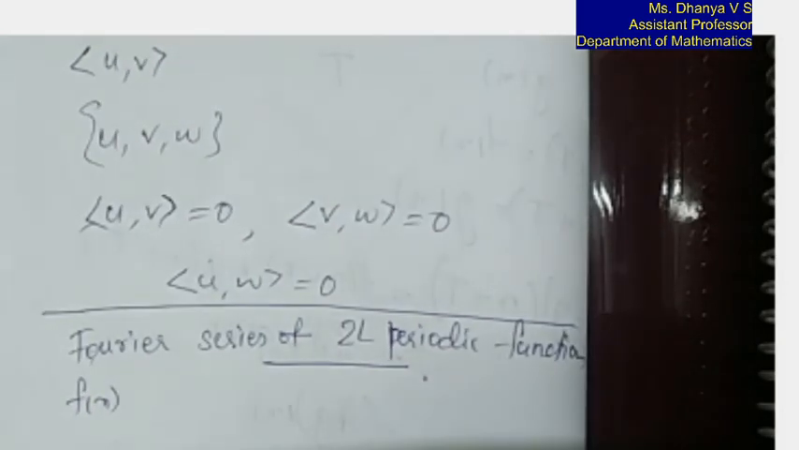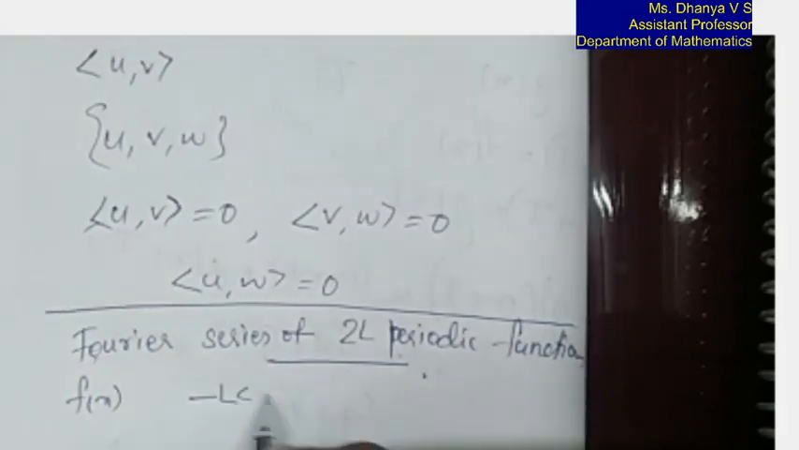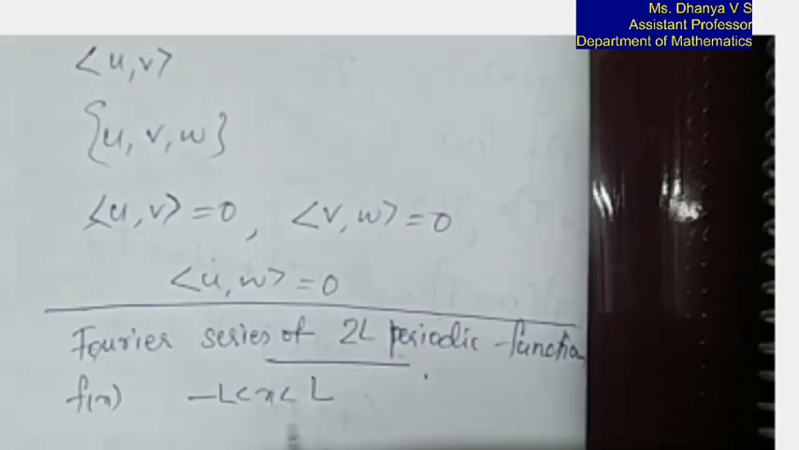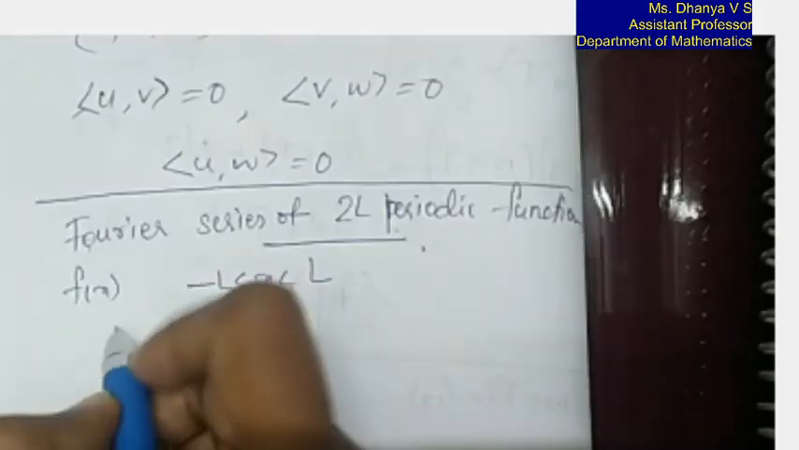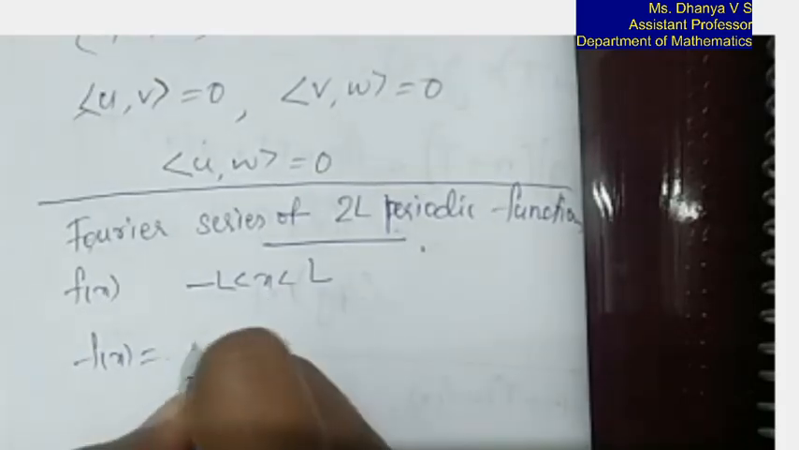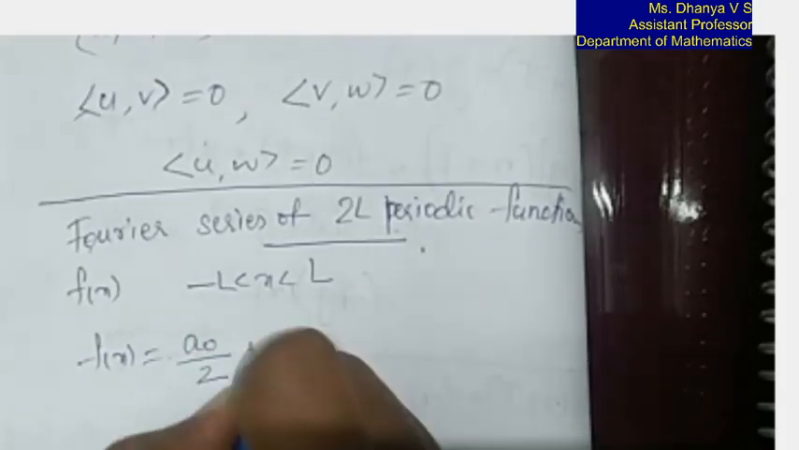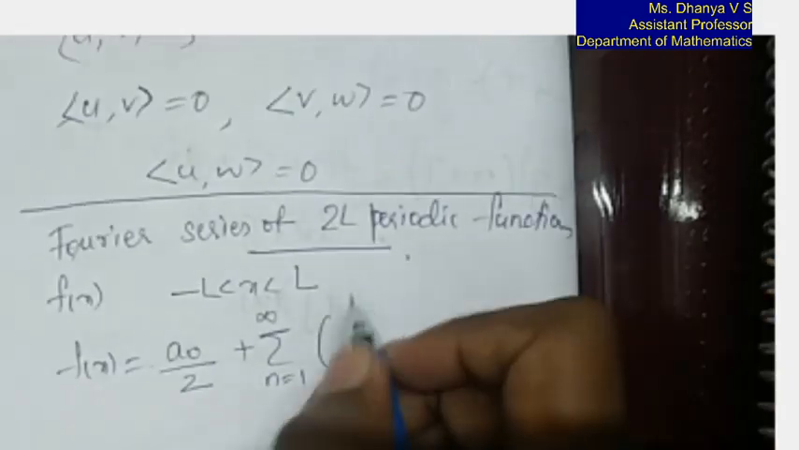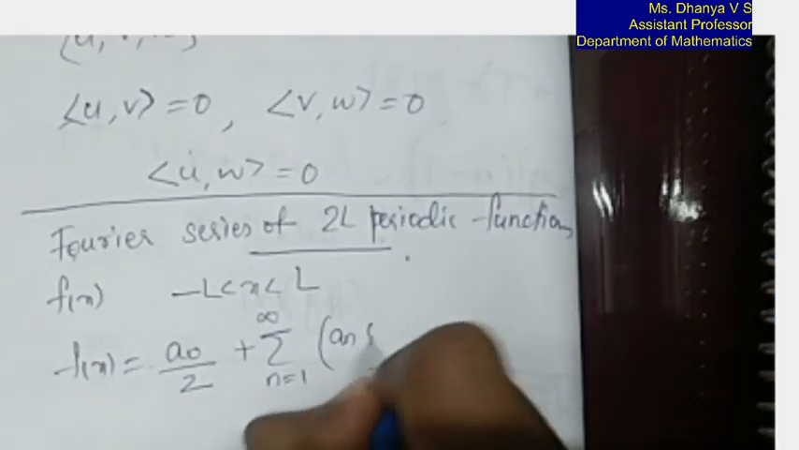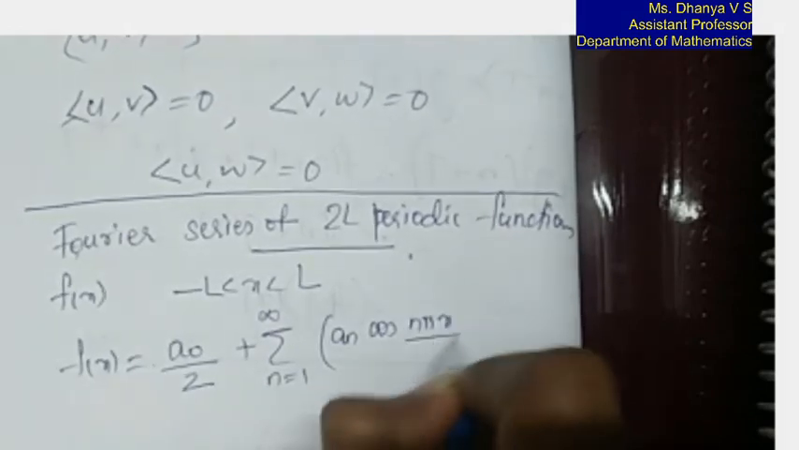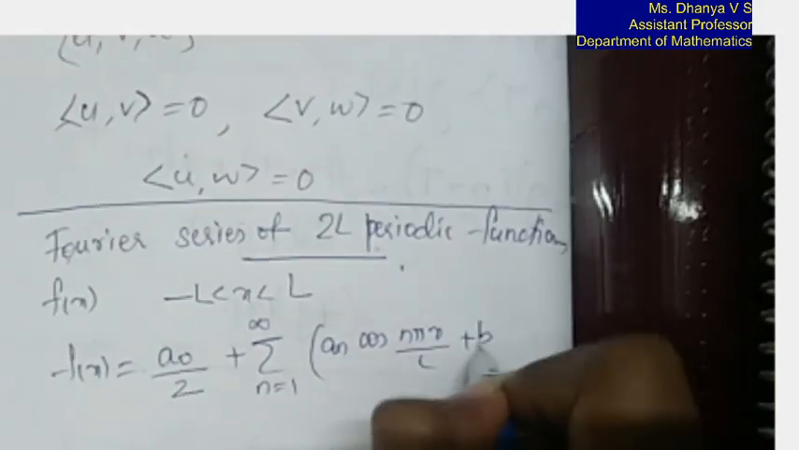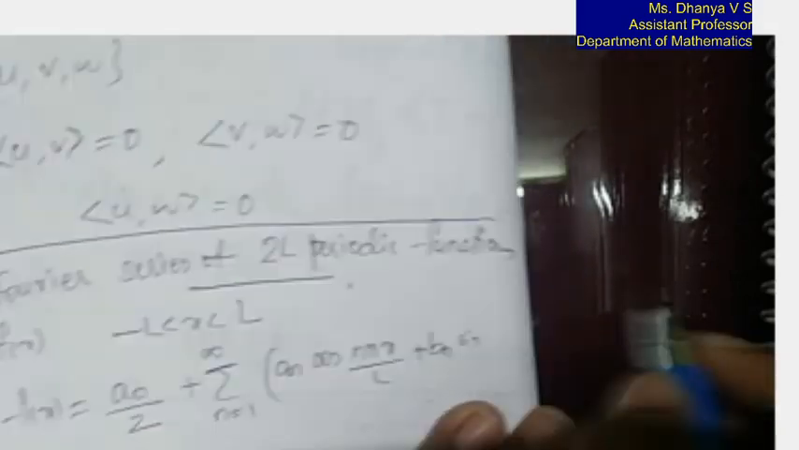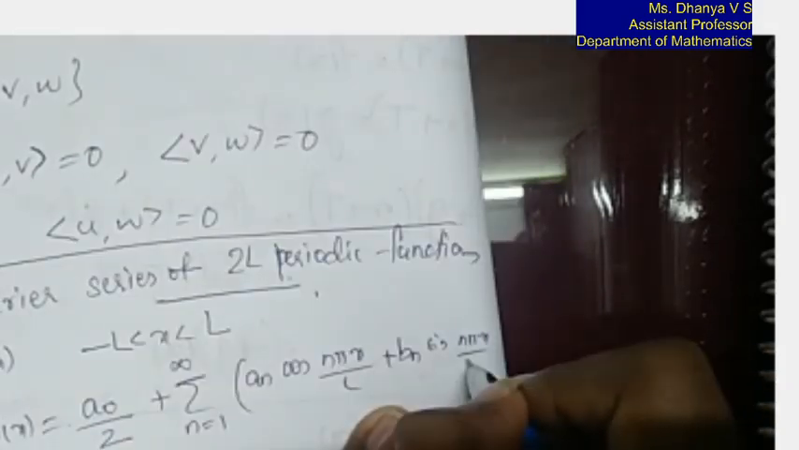The Fourier series of a 12-periodic function f(x), initially defined over the interval -L < x < L, is given by f(x) = a0/2 + summation n=1 to infinity of [a_n cos(n pi x/L) + b_n sin(n pi x/L)]. I can write it in a single summation, with n pi x by capital L.